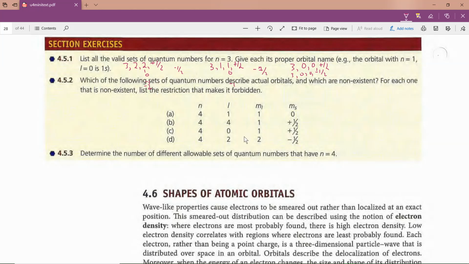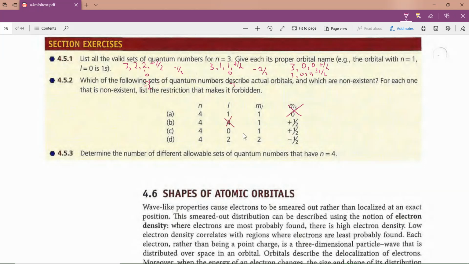But sometimes things aren't valid. Here, is this one legit? Which of the following sets describe actual orbitals, and which are non-existent? Well, the first one has n equals 4, l equals 1, m sub l equals, m sub s equals 0. No, it has to be plus 1/2 or minus 1/2, so that's no good. The second one, 4, 4, 1, plus 1/2. Well, those two are good. Oh, but the l's not. l has to be at least 1 less than n, so that's no good.